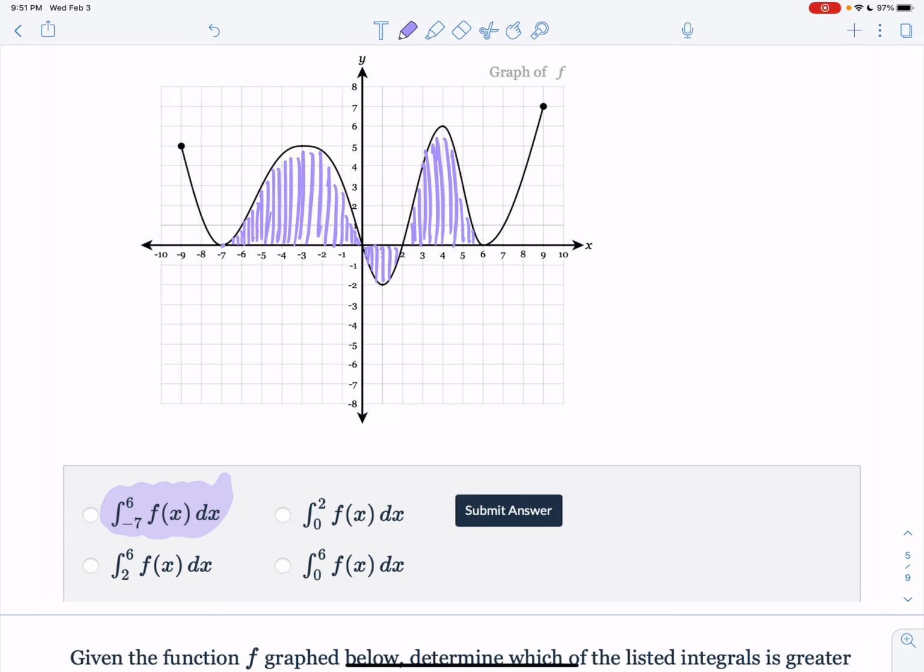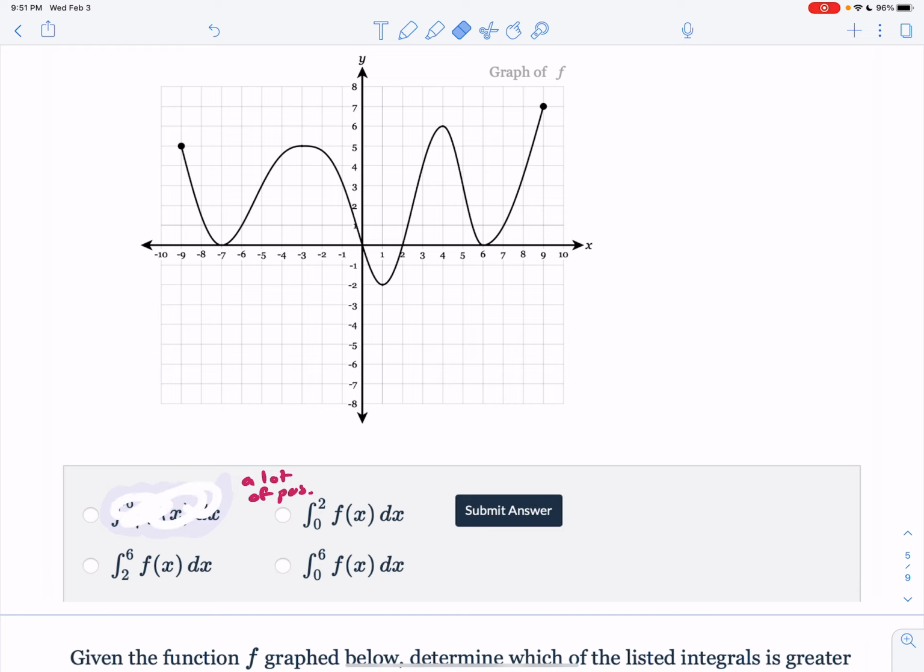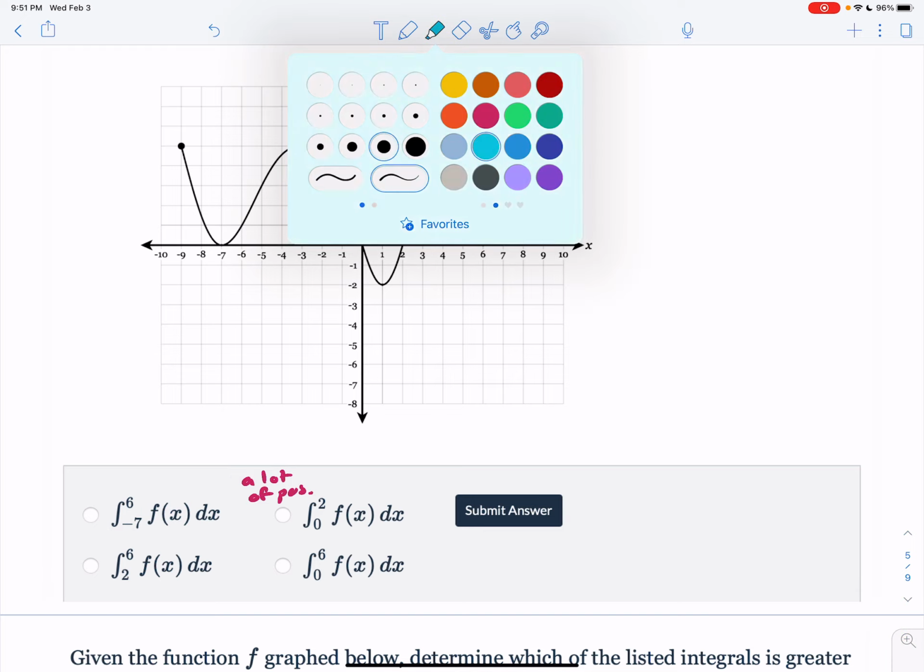Okay? Some things you want to keep in mind. So we know that any area above the x-axis yields something positive. Anything below the x-axis gives you area that's in negative form. Okay? So although we can't put a number on it, I can say that this has a lot of positive area. So I'm just going to put a lot of positive. Okay? All right. And I might regret that by erasing it, but let's keep going.